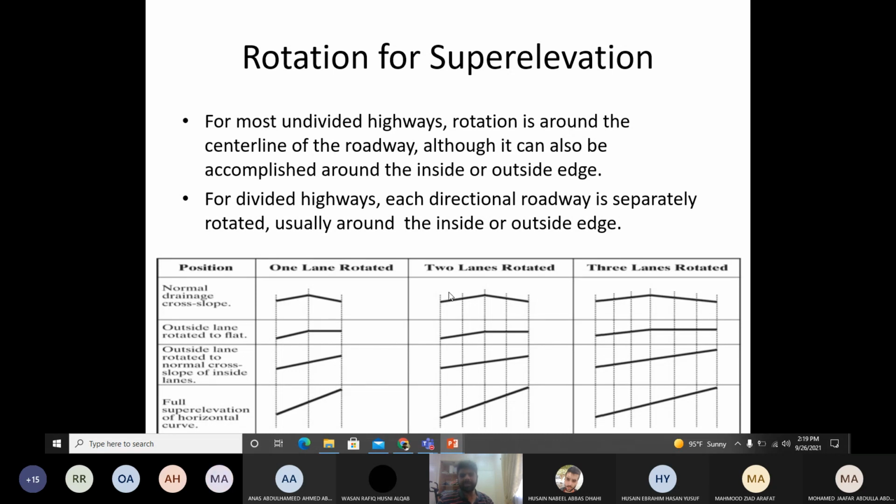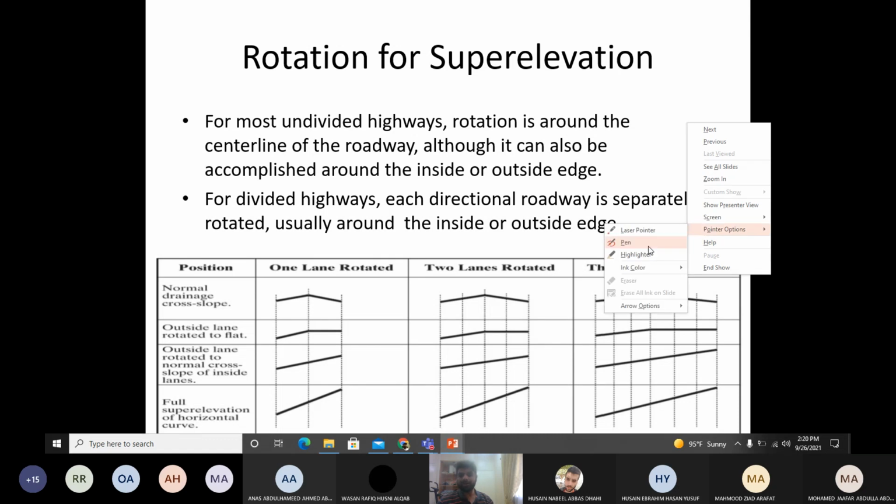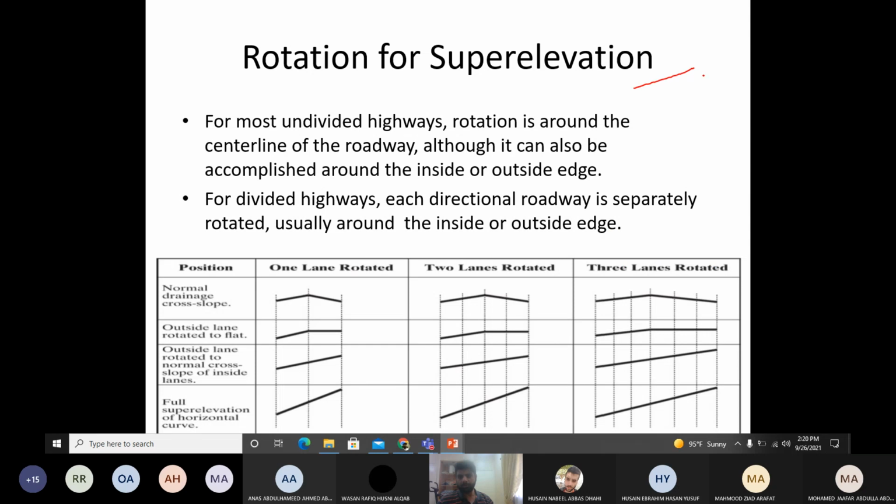In all these figures, you can see the center line is not changing its location. The inside edge is at its elevation. For example, if you are rotating around the outside edge, this is the normal slope. I will fix the location of the outside edge and rotate around it. So in tangent runoff, the center line will be reducing its elevation. I have reduced the elevation of the center line, and the outside edge remains at its elevation.